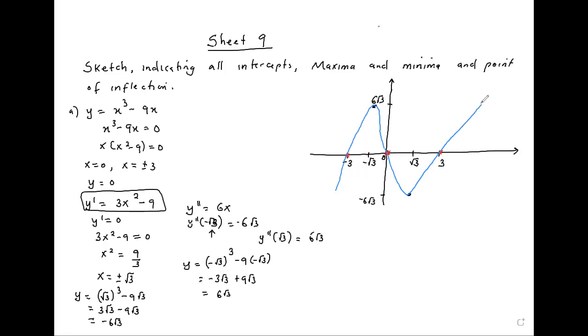The question also says find the point of inflection. So for the point of inflection, you get the second derivative y double prime, which is equal to 6x, and equate it to 0. So x is 0. Then you substitute 0 in the original function where there's x. So the point is going to be 0, 0 is the point of inflection.